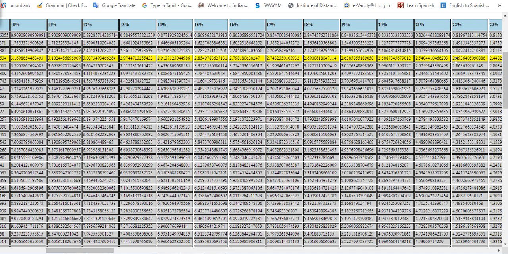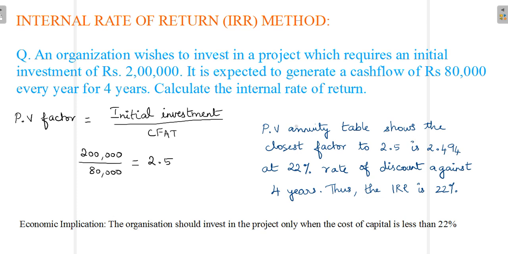At 22% we have 2.49. So at 22% we have the PV factor of about 2.5. So the PV annuity table shows the closest factor to 2.5 is 2.494 at 22% rate of discount against 4 years. Thus the IRR is 22%.